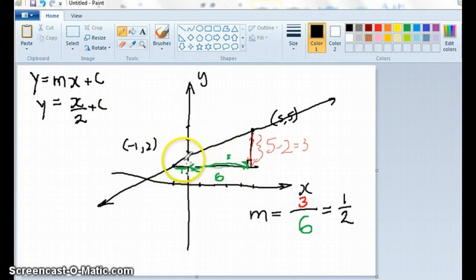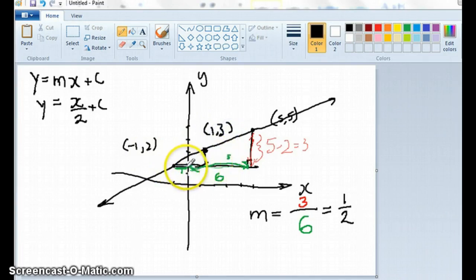Well, that means the gradient is, for every 2 I go across, I go up 1. So if I go from here and I go across 2, I go up 1. Well, where am I? I'm at 1 because I started at minus 1. If I go across 2, I'm now at x equals 1. If I go up 1, I started here at 2, go up 1 is 3. That doesn't help me. That's not the y-intercept.